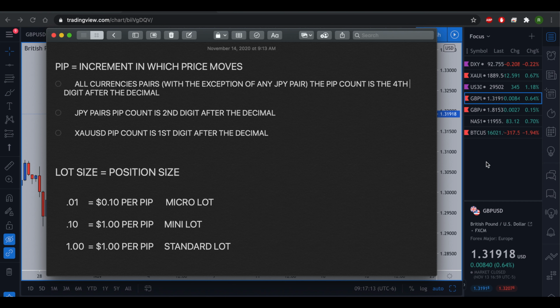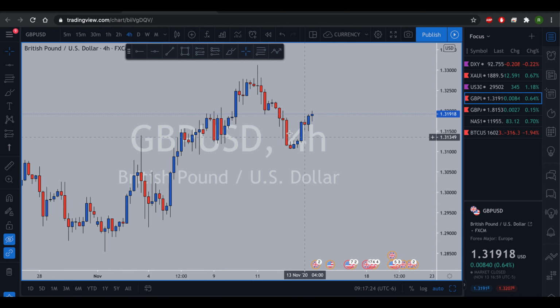I don't even trade JPY, but I'll show you what JPY looks like. It is going to be the second digit after the decimal, and gold is going to be the first digit after the decimal. So let me just show you JPY first, and I'll show you why pips matter, because basically that's how you make your money, you catching pips. How much money you're making is going to be dependent on your lot size, or your position size. Okay, so let's go to JPY.